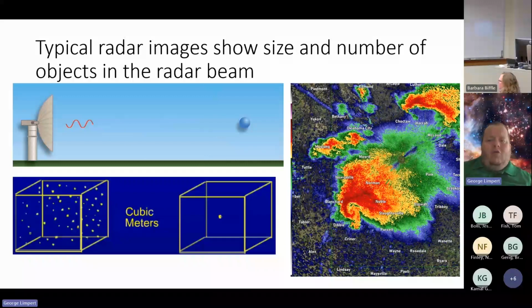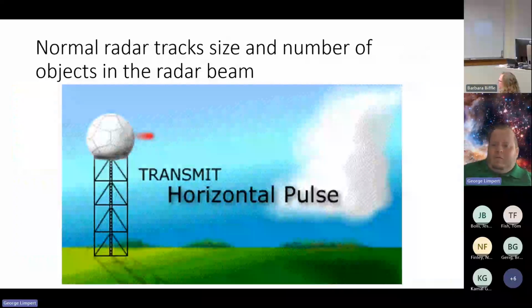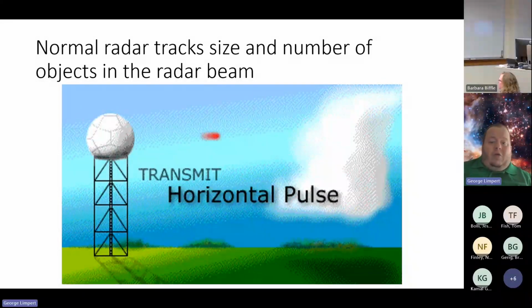This is fairly typical, and a lot of times we use it for tracking severe storms. And again, for many years, this is what the radars did. They just sent out a horizontal pulse, and it would bounce off whatever it strikes, whether it's birds, insects, clouds, something like that, and it would tell us something about the number of objects and the size of the objects within the radar beam.